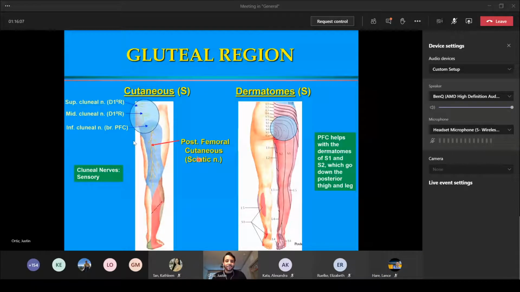Okay. Yeah, you guys are asking really good questions. Iliopsoas is part of the floor of the femoral triangle. Yes, it is, as well as the pectineus, which we'll talk about.